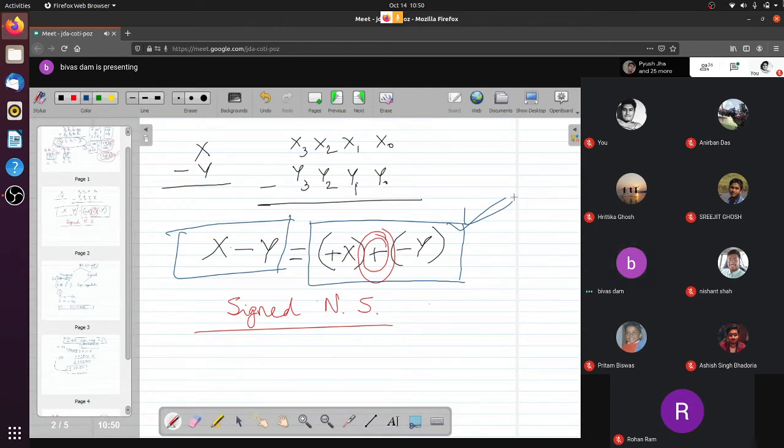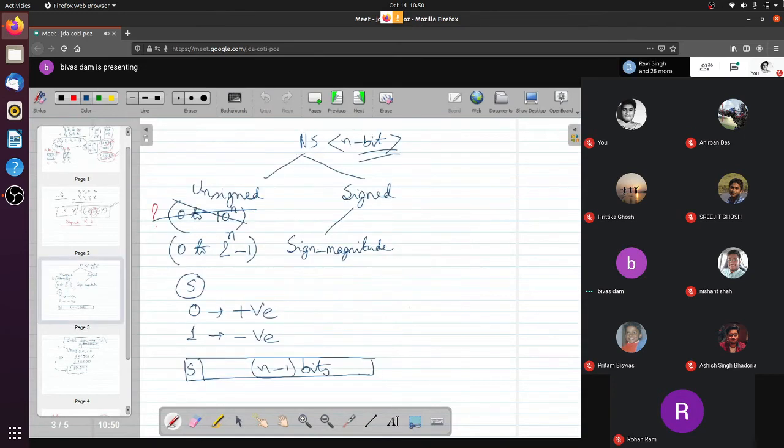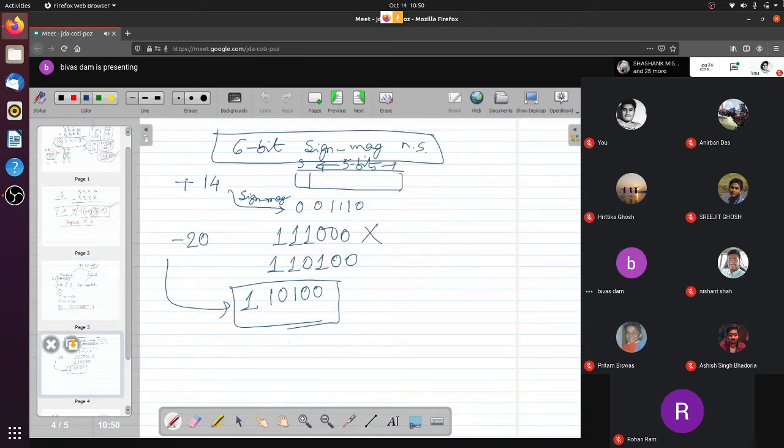So what I find is that amongst the number systems, I have broadly categorized them into two. One is unsigned, the other one is signed. We're going for the signed number system. Why? Because we want one type of representation of numbers which shall allow us to perform the subtraction operation using the adder circuit, or using the addition scheme itself.